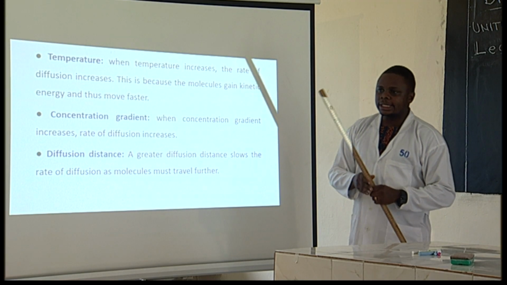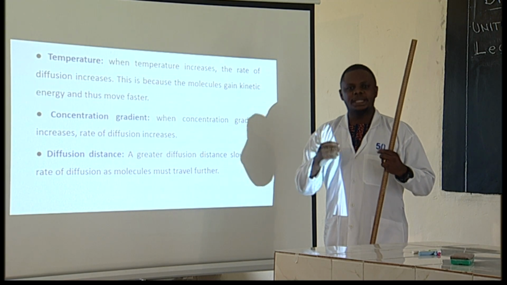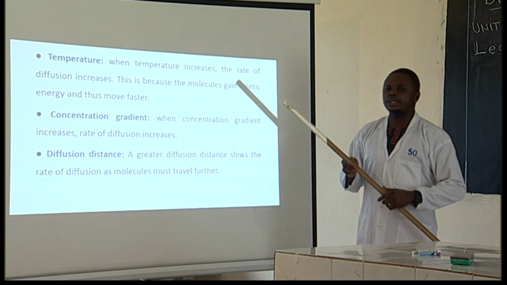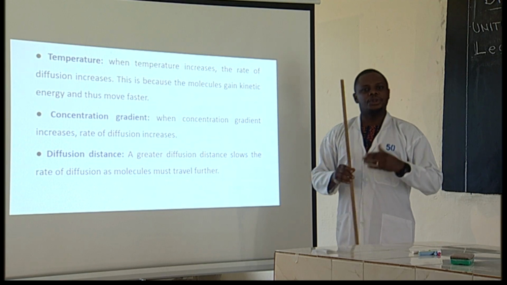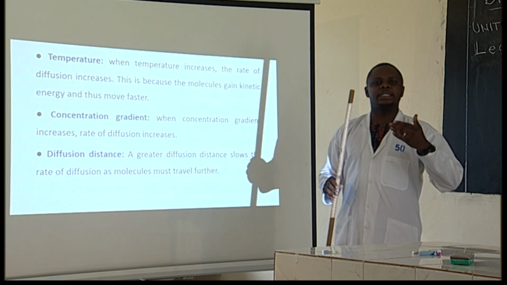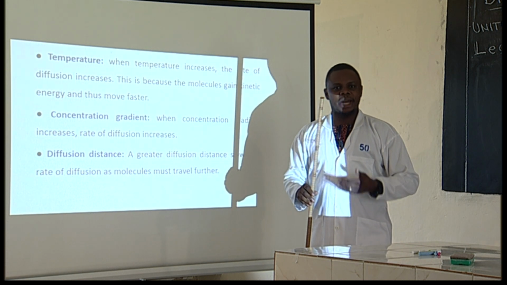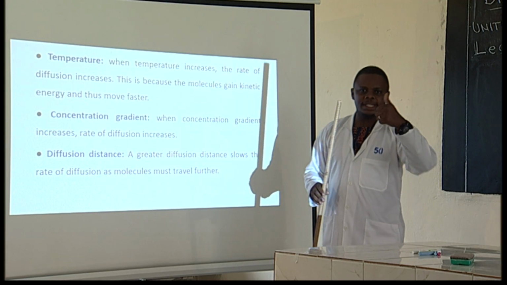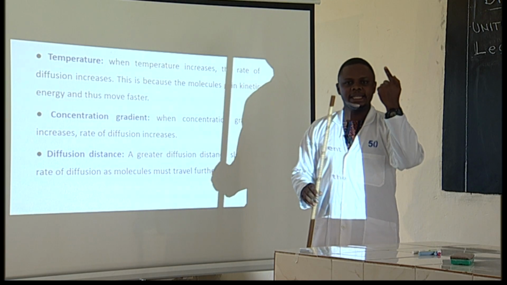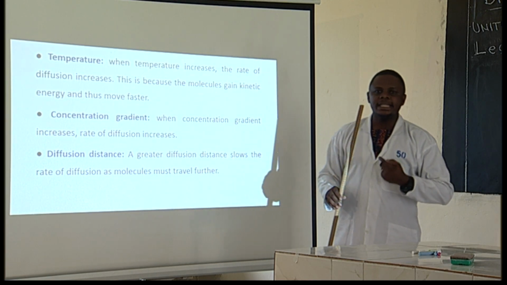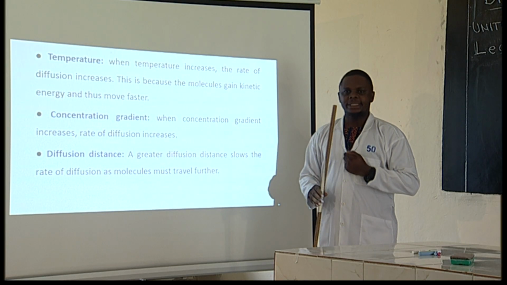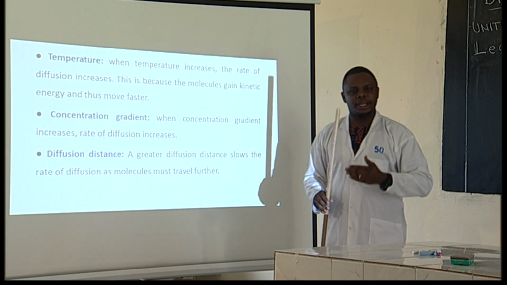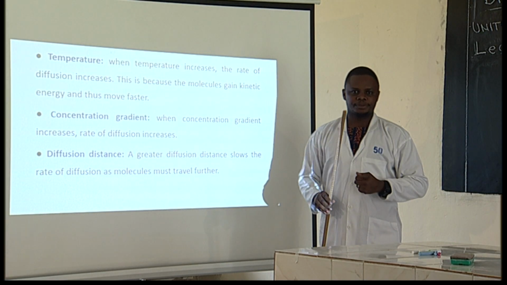When the distance is short, particles move very fast. And when the distance is long, particles move slowly. Those are some of the factors which affect the rate of diffusion. Can we repeat them? We have seen surface area. We have seen temperature. We have seen concentration gradient. And we have seen diffusion distance. Those are factors which affect the rate of diffusion.